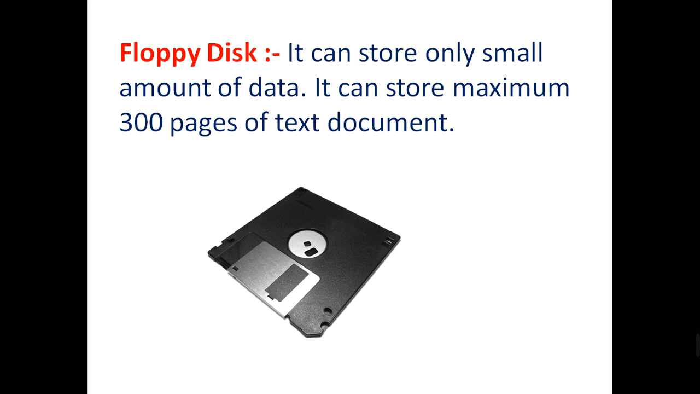The next one is floppy disk. It is one of the oldest forms of memory device. It is not generally used today because it is large in size but has very little memory capacity. It cannot even store a digital image taken from any camera today. It can store a maximum of up to 300 pages of text document.